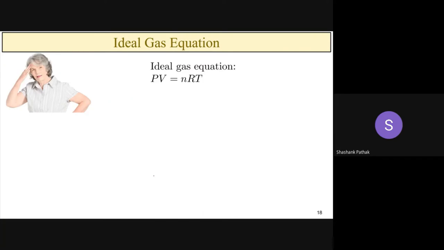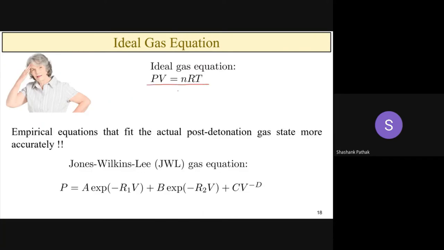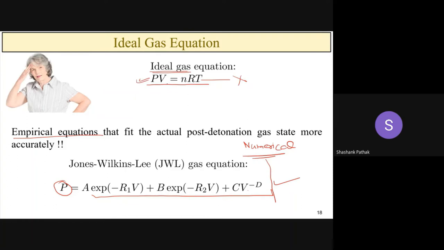Now, a small note: here we are using the ideal gas equation, but we know that during an explosion, the situation will not be an ideal gas situation. So ideally we cannot use this equation, but we have used it for simplification. In reality, there are empirical equations that fit the actual post-detonation gas state. In these equations, the pressure-volume relationship is in the form of an exponential relation and power relation, and they are used in numerical models when we do numerical modeling. But when we are doing simple analytical derivations, we use the ideal gas equation, because this simplifies our life. But this is not the reality. Reality is this one, which we generally use in numerical models.